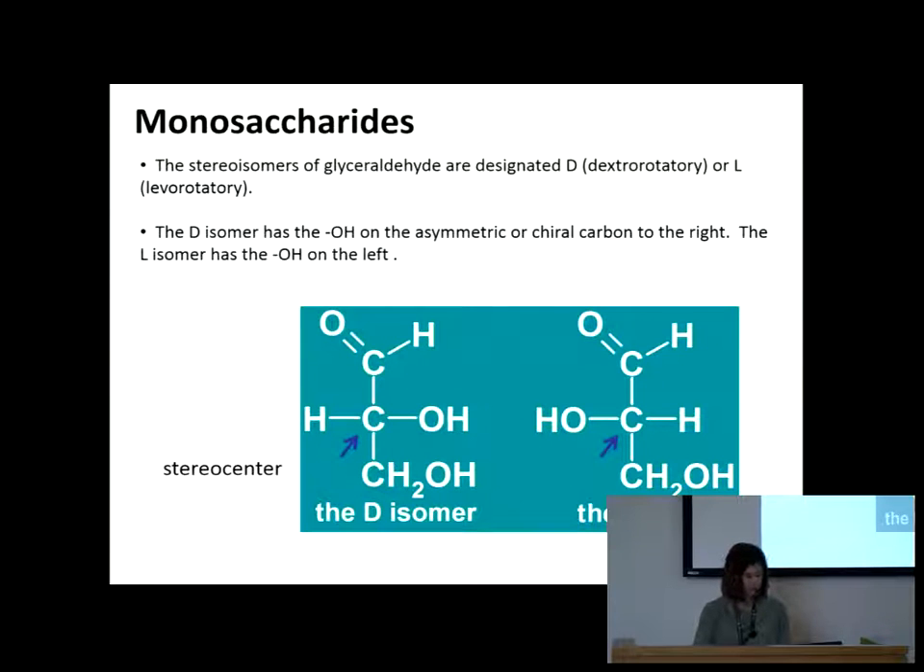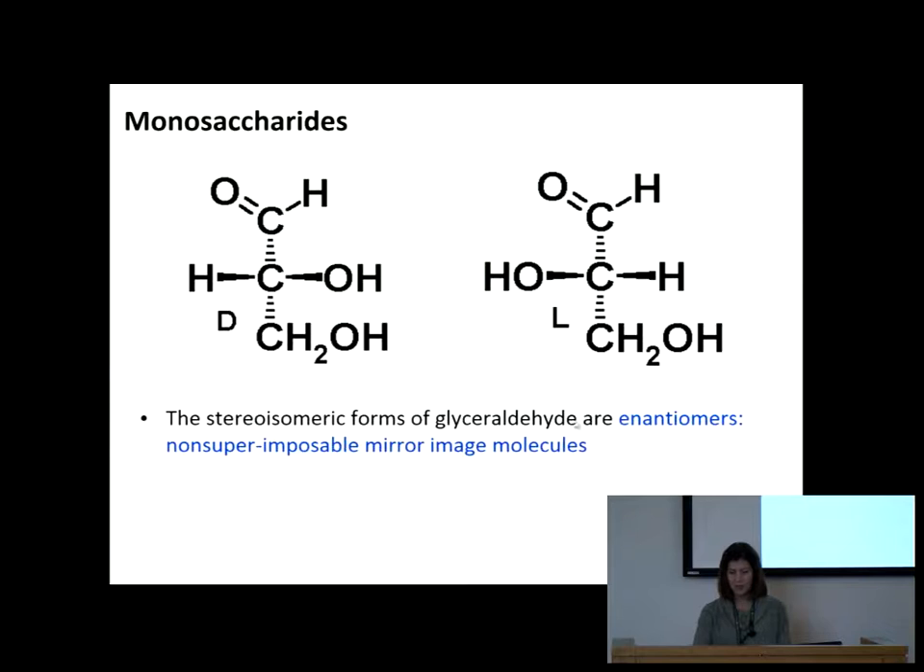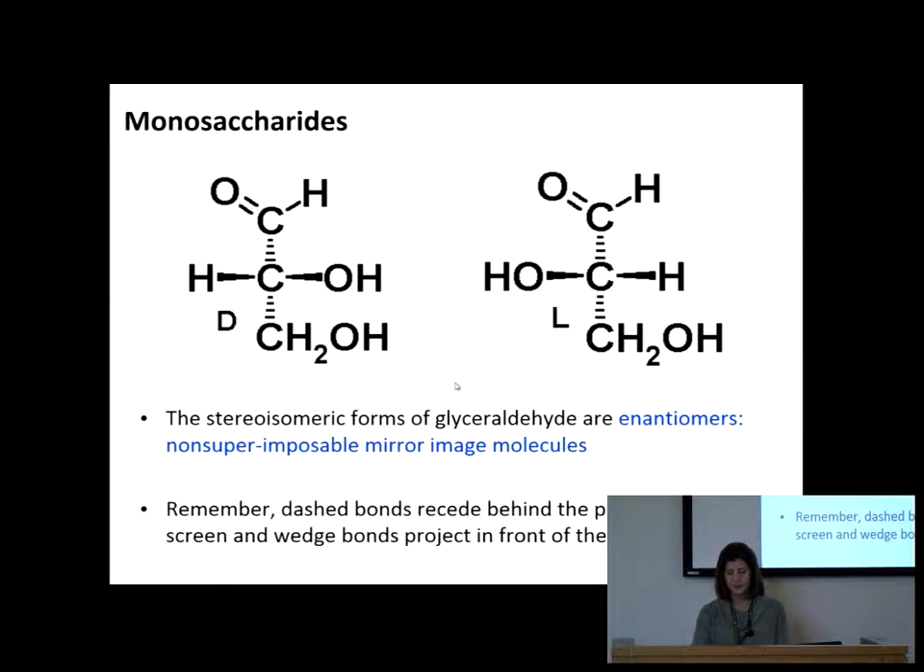So those are stereocenters, and that's what we're using to tell us whether we have the D or the L isomer. Again, here's a better look. I wish I remembered that I had this slide, because then I wouldn't have to do my gymnastics. It really helps. So we say that the relationship that they have together are enantiomers. And again, the dashed go behind and the wedges come out front.